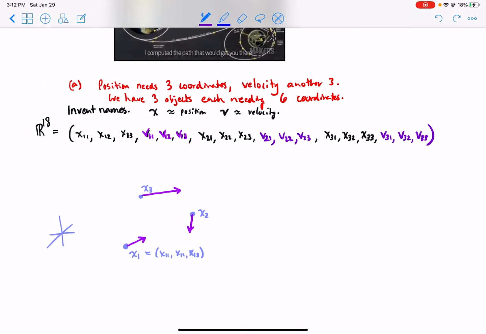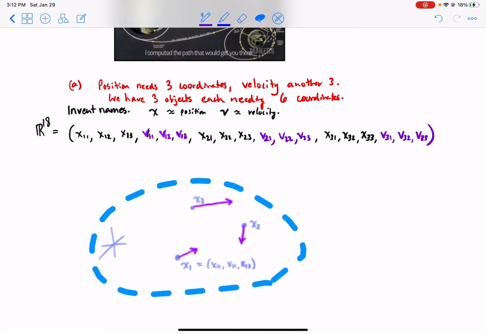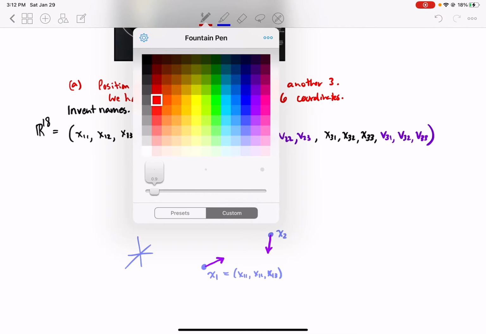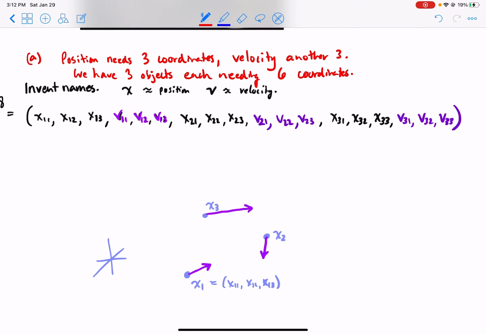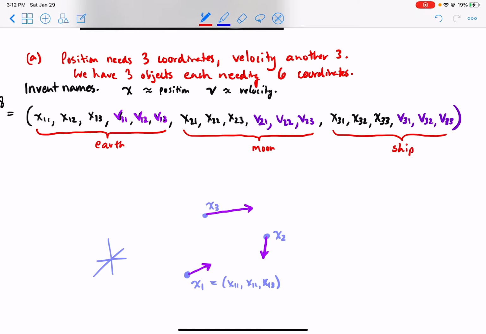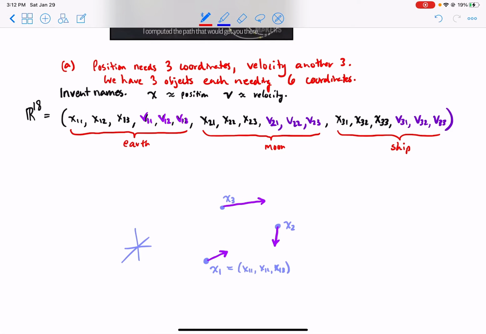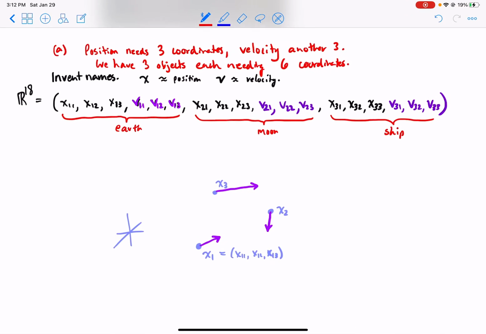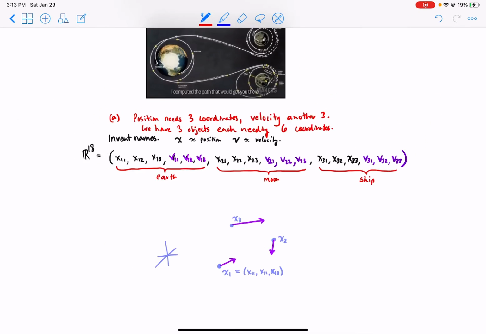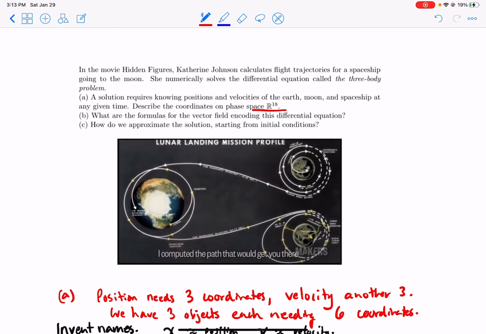Okay, and so that's my picture. I might as well label these: this part is the Earth, this part is the Moon, and this part is the ship, or spaceship. Okay, and that's 18 numbers, so we're in R18. Now, is that part A? Describe the coordinates. Good, done.